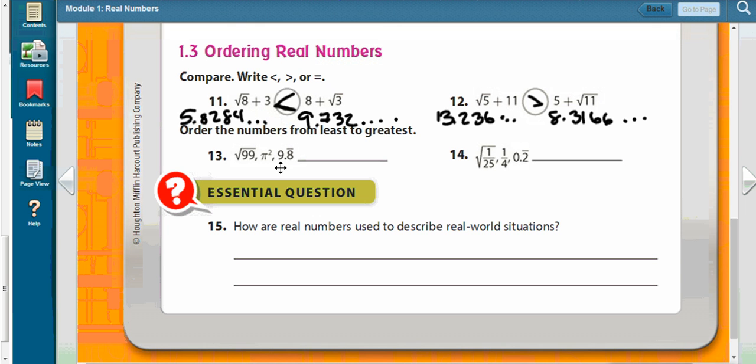So if I take the square root of 99, I get 9.949, and continuing on. Pi, as we said, is going to be an irrational, but for our purposes, let's use 3.14. And since it's squared, it should be 3.14 times 3.14.